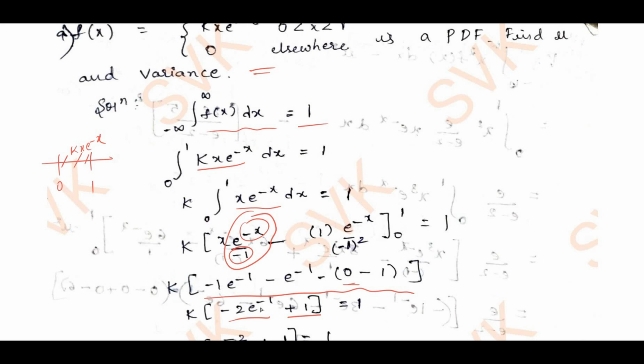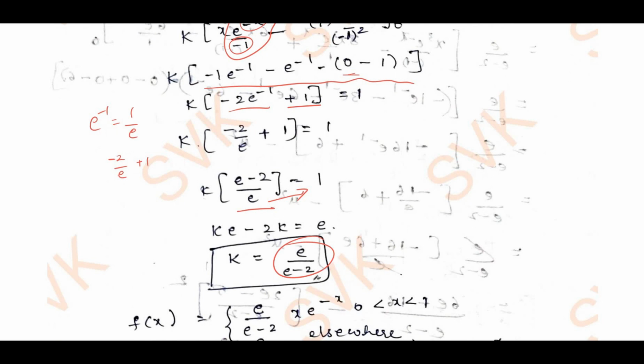So simplifying this, we can find out k value, that is by taking LCM and applying laws of indices. E power minus 1 can be written as 1 over e. So I got this value as minus 2 by e plus 1. Taking LCM as e, I am going to get e minus 2 divided by e, and shifting this term to right hand side, we are going to get k value as e by e minus 2. E by e minus 2 is the required value of k.